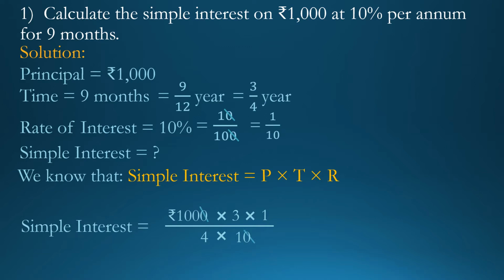Now simplify. Cut 0 by 0. See, 4 and 100 both are divisible by the same digit 4. So divide. 4 1s are 4 and 4 25s are 100. Now it cannot be further divisible. So do the multiplication. 25 3s are 75. So we get rupees 75. So simple interest is equal to rupees 75.